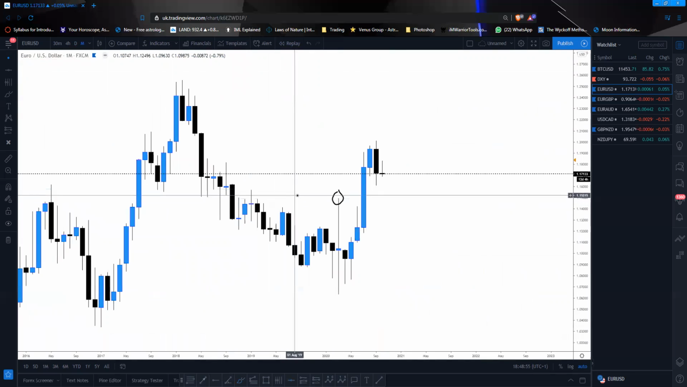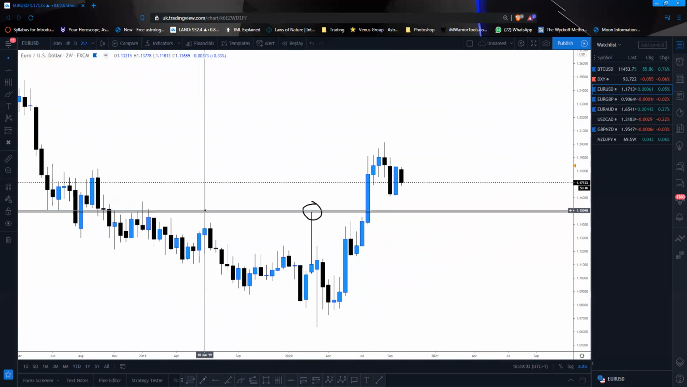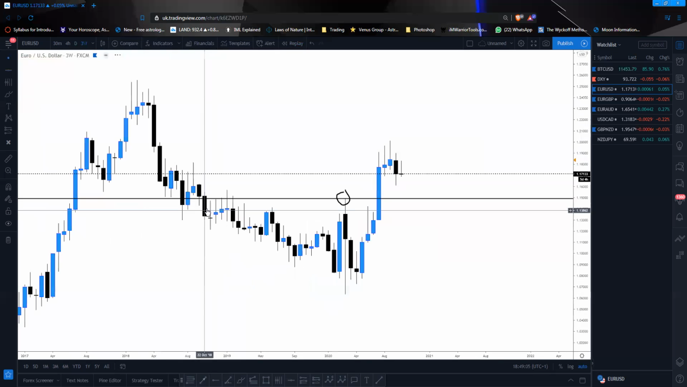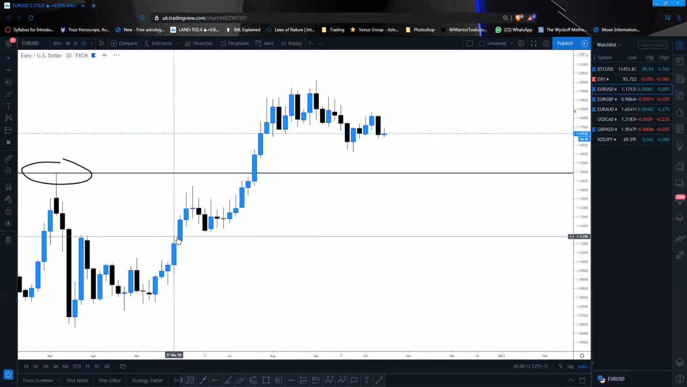If we now look again on the monthly time frame, I can't see anything here. Let's look on a 2-week time frame. All I'm doing is just training my eye to find where price reacted from. 3-week time frame, let's have a look. Price probably reacted from some sort of institutional candle somewhere. It's just about training your eye to see where price reacted from.